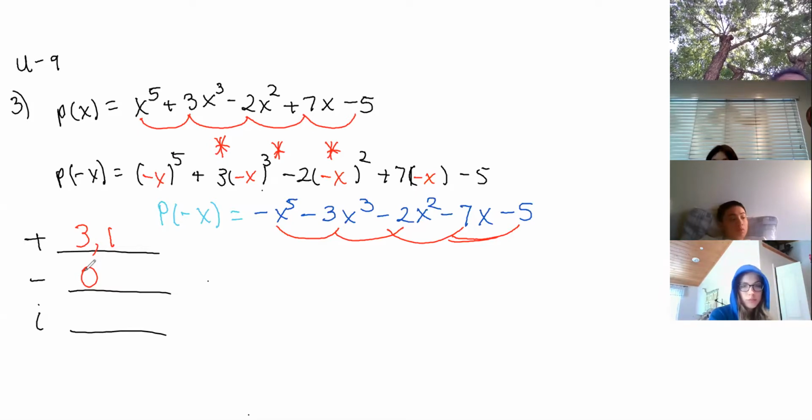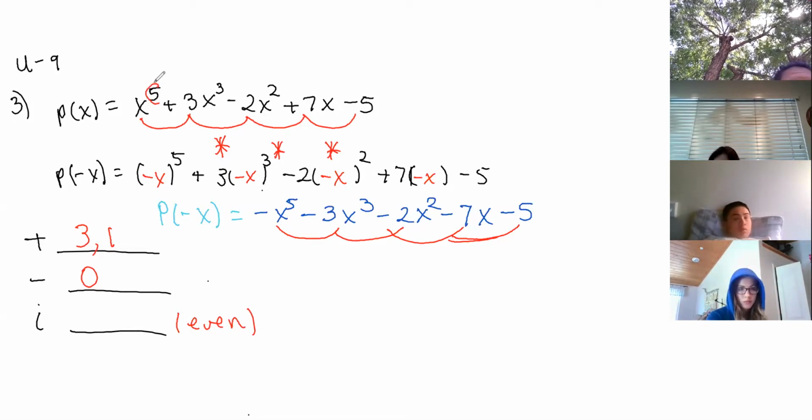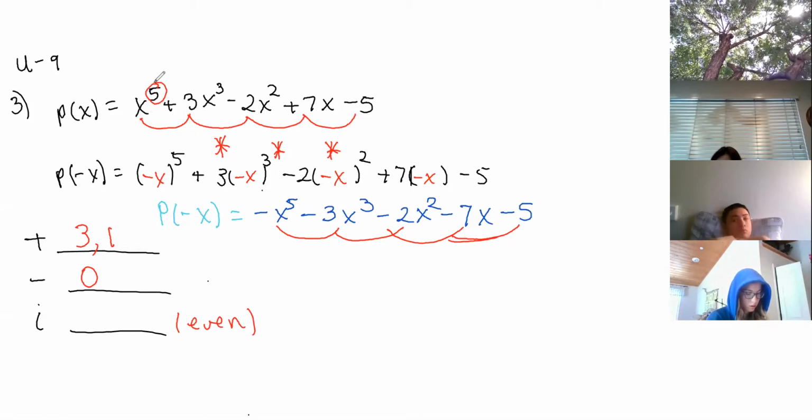Okay. Now, on the imaginaries, remember they always have to be even. So you shouldn't end up with a number like 3 or 5. It should be 0, 2, 4, 6, and so on. And how we find those is the numbers have to add up to the degree. The degree is 5.